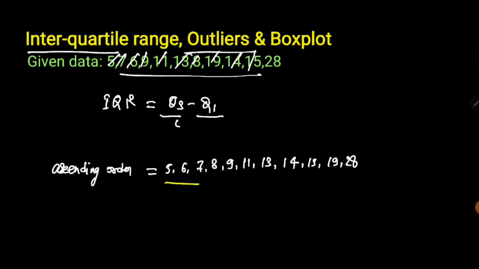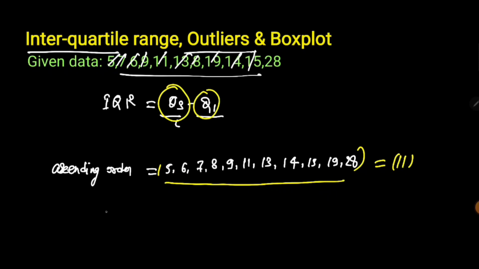Now we have a total number of data values, that is 11, if we count all these numbers. Before calculating the quartiles, we need to calculate the median. Since the total number of values is 11, the median will be the 6th data value. So the 6th data value is 1, 2, 3, 4, 5, 6. We can see that it is 11. So our median is 11.